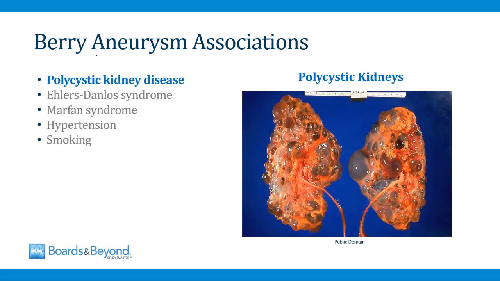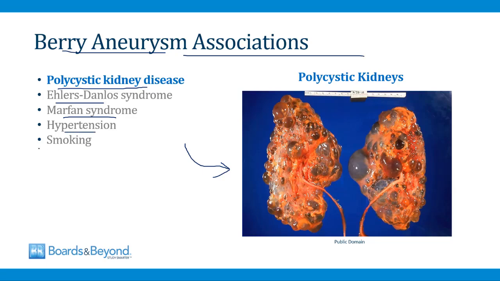Many patients develop berry aneurysms in isolation without having any other systemic disease, but there are some disorders that are associated with berry aneurysms, and you should know these for your boards. One of the most important is polycystic kidney disease. Patients who have polycystic kidneys have kidneys that look like this shown on the screen here. I talk about polycystic kidney disease in videos in the renal section, but the way that many patients with polycystic kidney disease die is from rupture of a berry aneurysm, and it's high yield to know that. You can also see berry aneurysms in patients with forms of connective tissue diseases like Ehlers-Danlos or Marfan syndrome. And then finally, berry aneurysms are also associated with hypertension and smoking.